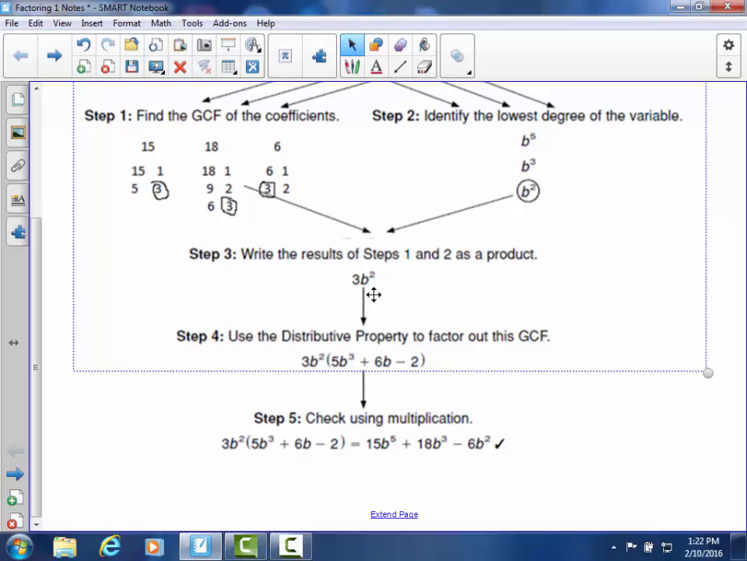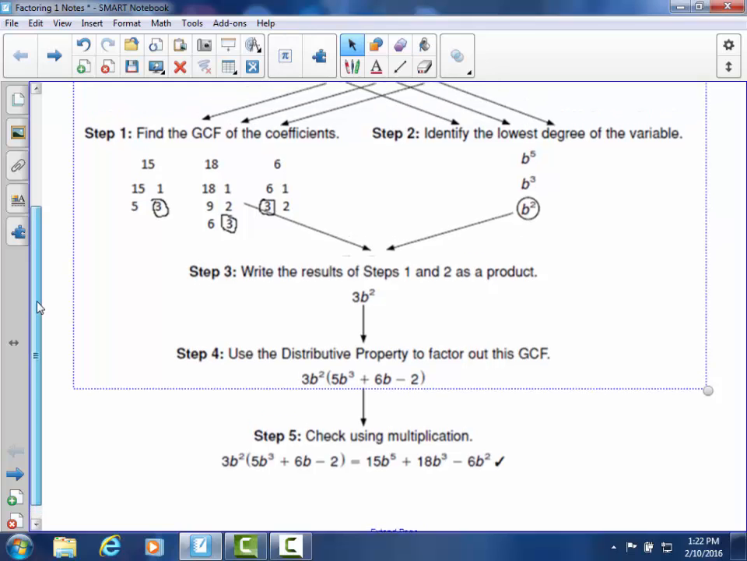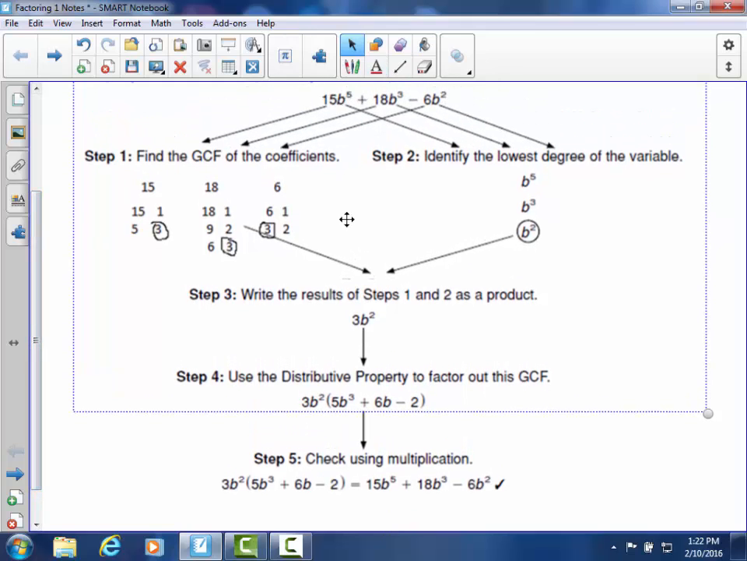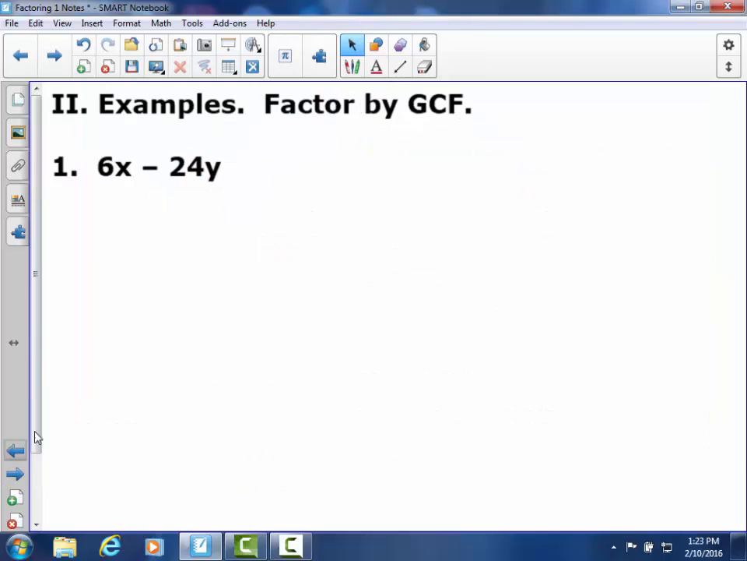Okay, so when we do this, we say 3b squared. So we have 15b to the 5th divided by 3b squared would give us 5b to the 3rd. Or the other question you could say is, well, what is 3b squared times 5b to the 3rd? Well, it's 15b to the 5th. So that's how we're doing that. Okay, and that's exactly what they're doing here, is they're checking, did we factor appropriately? Did we divide out 3b squared from each one of the terms? And if so, then we should get back our original, and we did. Okay, so let's take a look at one from the beginning.